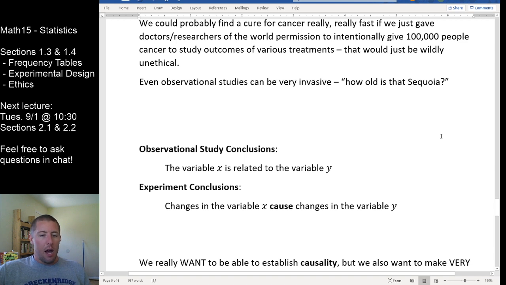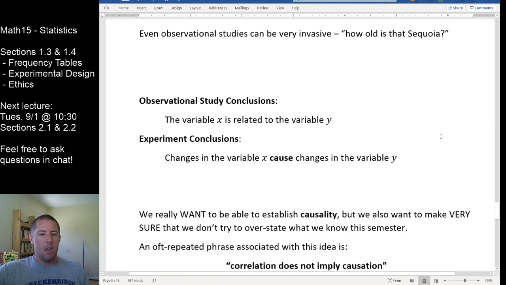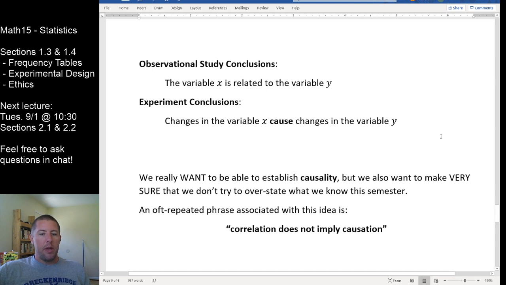In experiments, we do get to draw those conclusions. Changes in the variable x caused the change in the variable y. So it's a much stronger conclusion. We really want to establish causality, but we also want to make sure that we don't overstate what we know this semester. So a very common mistake for a student to make, and something that the internet loves to talk about, is the fact that correlation does not imply causation. Correlation has that word in its relation right there. So this is saying just knowing that 2 things are related does not imply that one thing caused the other thing.